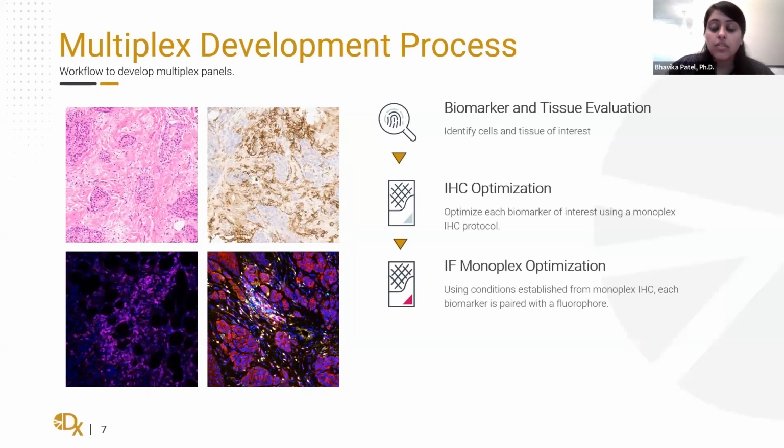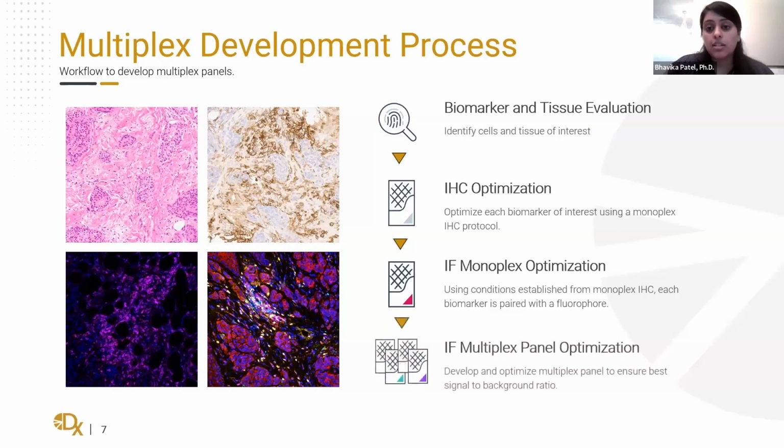This step also involves testing biomarkers in various positions to ensure that the signal to background ratio is optimal through the multiple antigen retrieval steps during a panel. Lastly, using the information learned from the immunofluorescent monoplex optimization, we strategically place each biomarker into an appropriate position within the panel to ensure that we receive the best signal to background ratio. Oftentimes, this step may take a few weeks as the combinations of antibody placement varies with the number of biomarkers in the panel.